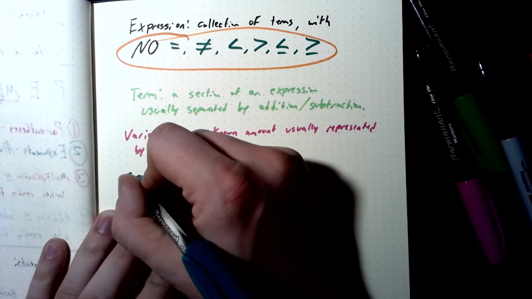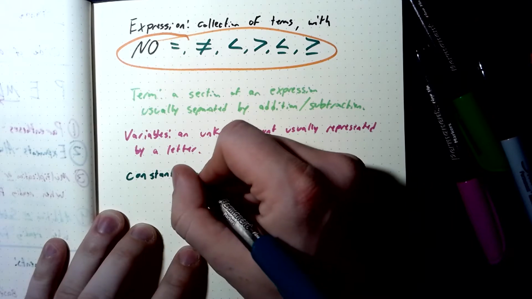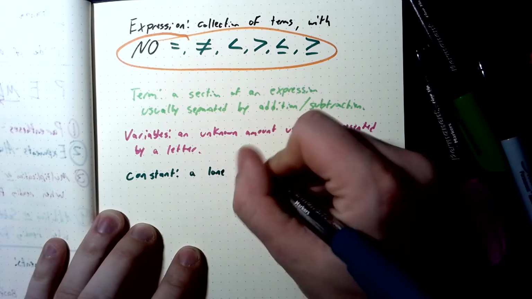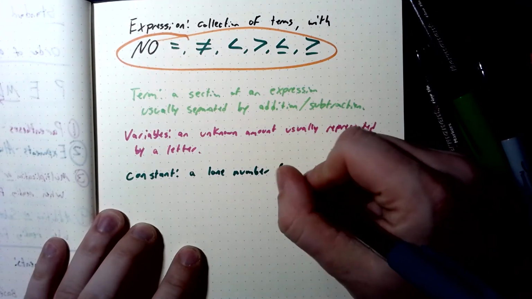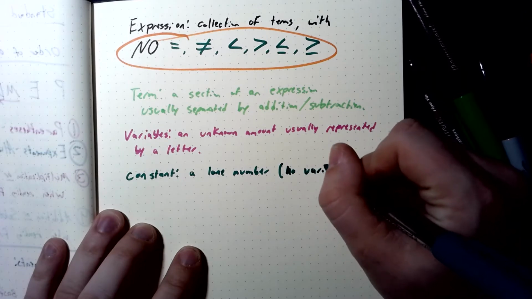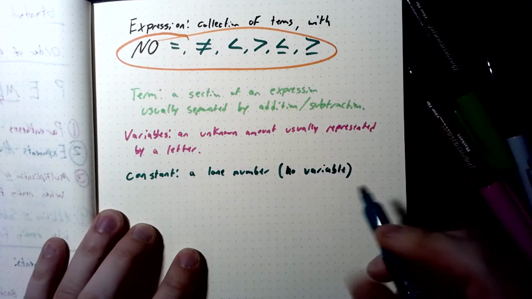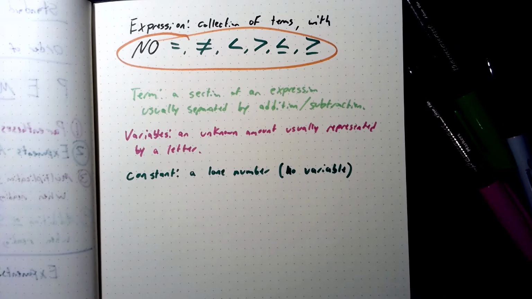The opposite of a variable is called a constant, and this is a lone number. This is a number that has no variable. That is all a constant is. This can be 1, 2, 3, 1/2. Any of those are constants. Anything that does not have a variable.